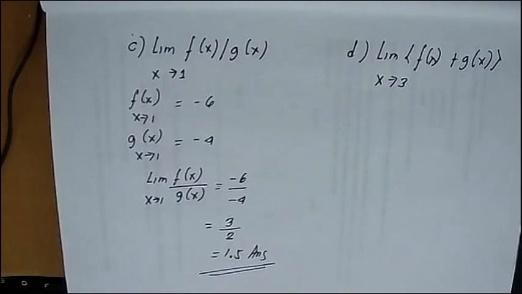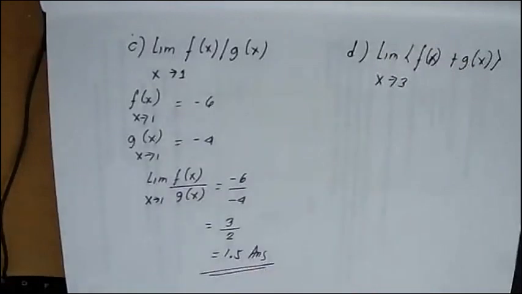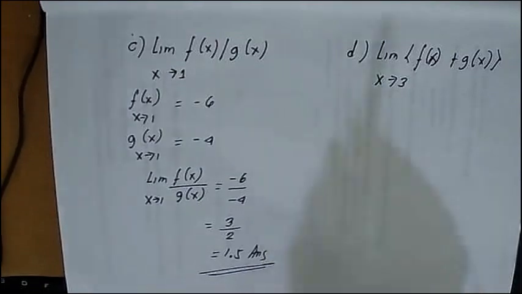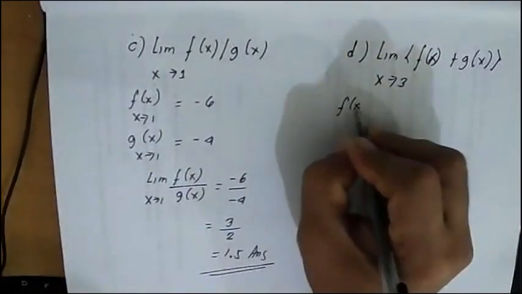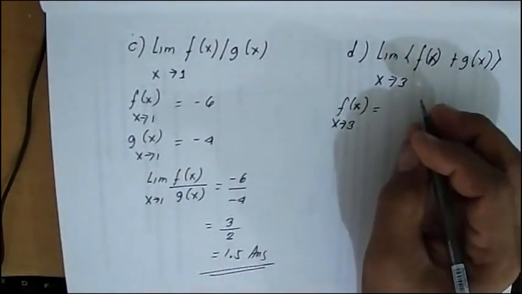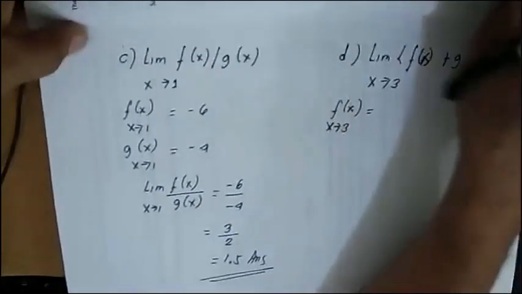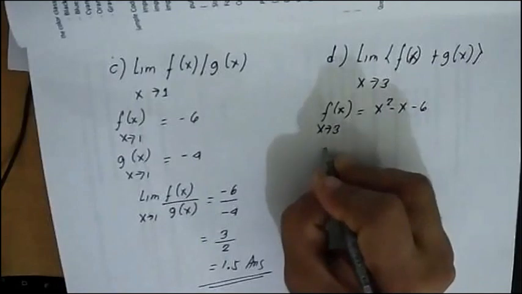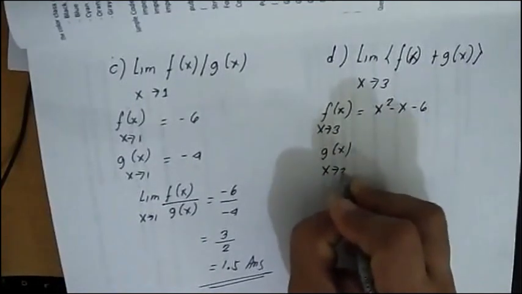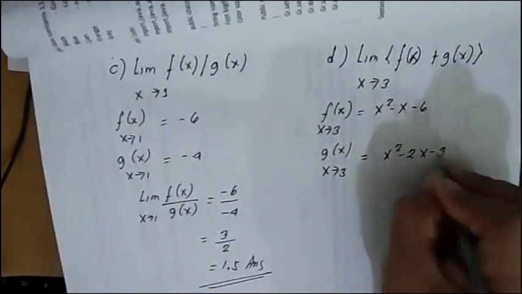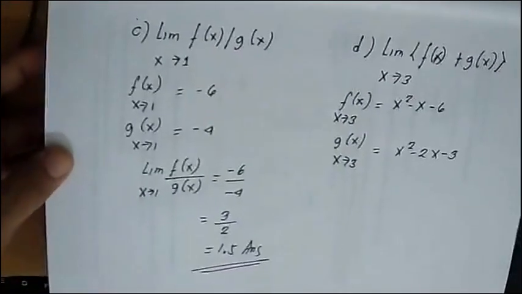Limit the function of x plus g sub x as x approaches to 3. So by this time, iba yung limit natin, kasi 3 na. Dito ulit nung una is 1. So we have the function of x as x approaches to 3. So what is our equation kanina? Check natin yung equation natin kanina. We have x squared minus x minus 6. Tapos yung sa kanina, g sub x as x approaches to 3, we have x squared minus 2x minus 3. So ito po yung functions po natin.